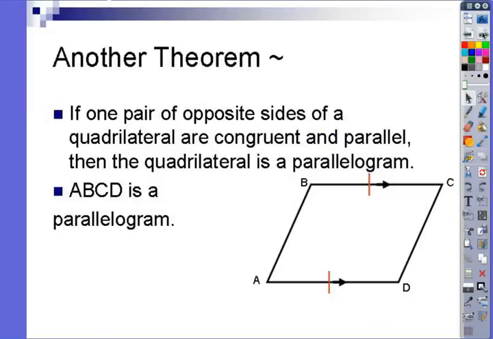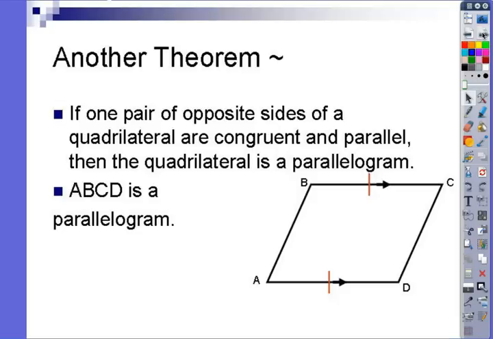Okay, another theorem we get then. Now this is something else we can add. We get an extra one when we're proving parallelograms. If one pair of opposite sides in a quadrilateral are both parallel and congruent, that's actually enough. That's enough for us to know this is a parallelogram. Even if I don't know anything about sides AB and CD, if I know that side BC is both parallel to and congruent to side AD, that's enough.